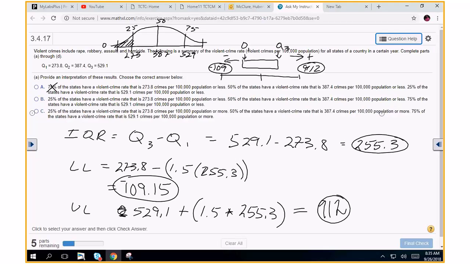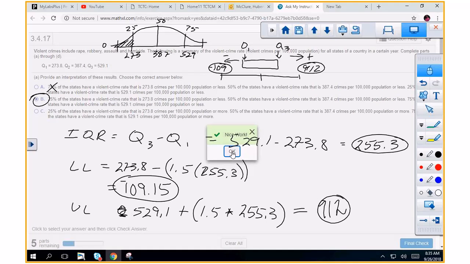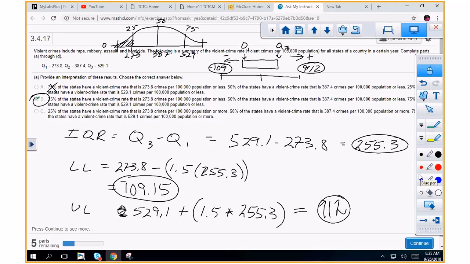So it's either B or C. 25% of the states have a violent crime rate that is 273 or less. I believe it's B, but I'm trying to find the distinction between B and C. It says one's more, so I think it's B. You have to really read these because, like I said, they're written by lawyers. They're not written by mathematicians. I think it's B. And I feel good about myself. What's next?